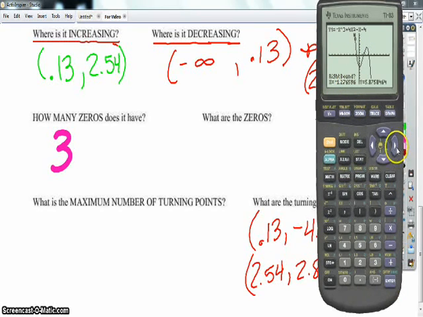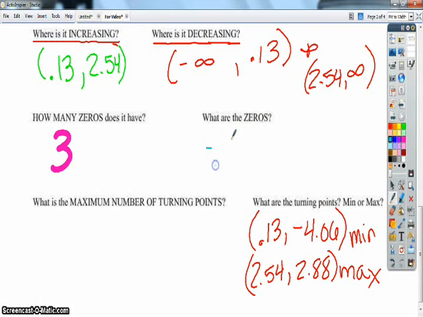Now they want me to go to the right of it. So I'm to the right of it. Here's the zero, here's the right. Hit enter 2 times, and you get your first zero of negative 0.81. This is going to be really messy because I'm using my mouse. Negative 0.81. Okay, this wasn't awful.